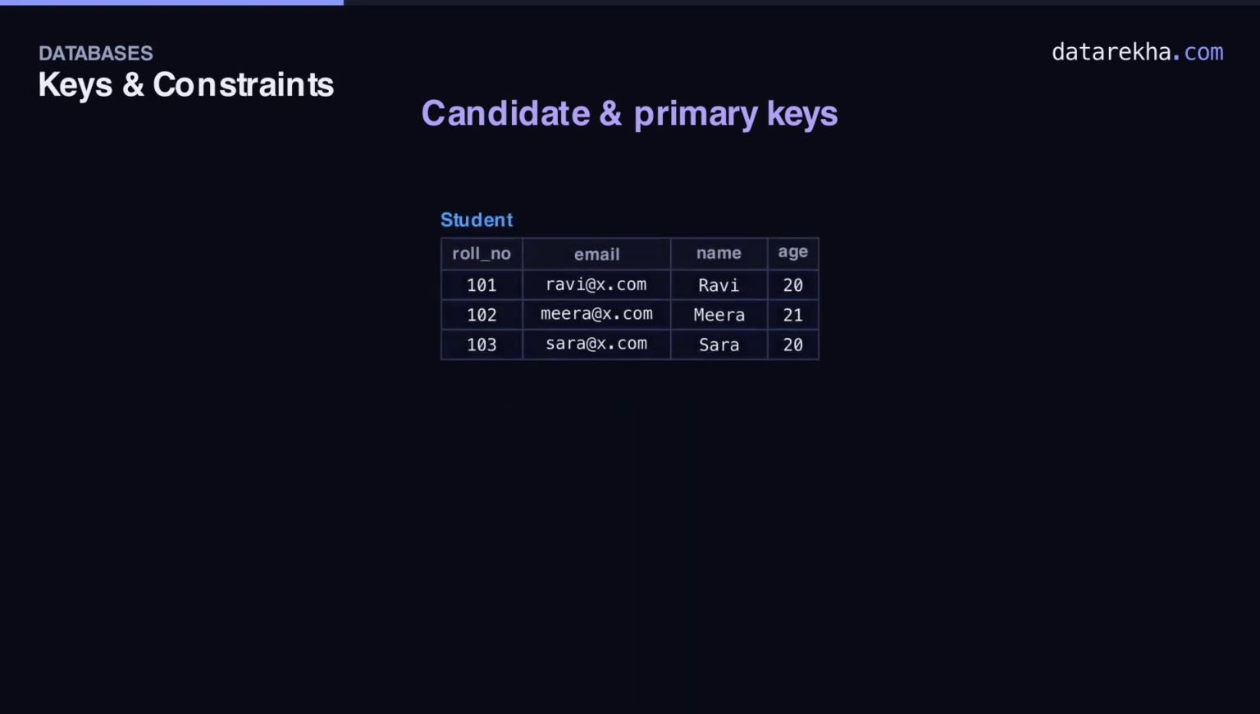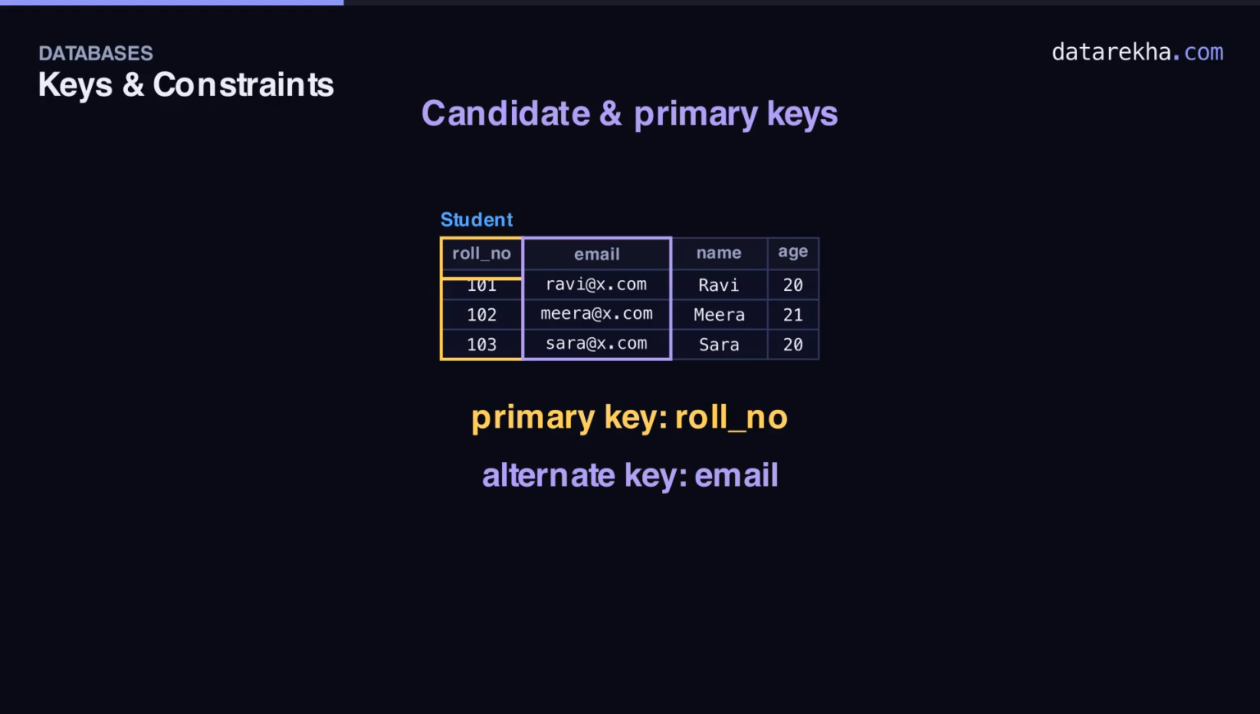With two equally good candidate keys, the designer simply picks one to be the official identifier. That chosen one is the primary key. Here, roll number. We mark it, and by convention, it can never be empty. Email is still a candidate key, just not the chosen one. So we call it an alternate key. Same power to identify a row, simply not wearing the crown.